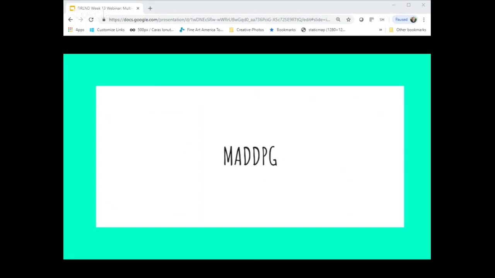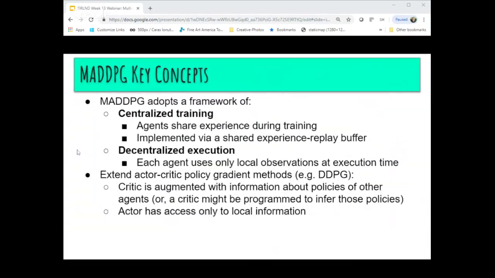So now let's talk about this MADDPG algorithm and see how it addresses some of those concerns, and how it works to solve some of these problems and improve an agent's learning of the environment. It's a really simple concept, and it's based on a framework where the agent has two key things. One is centralized training, and the other is decentralized execution. So what do we mean by those two things?